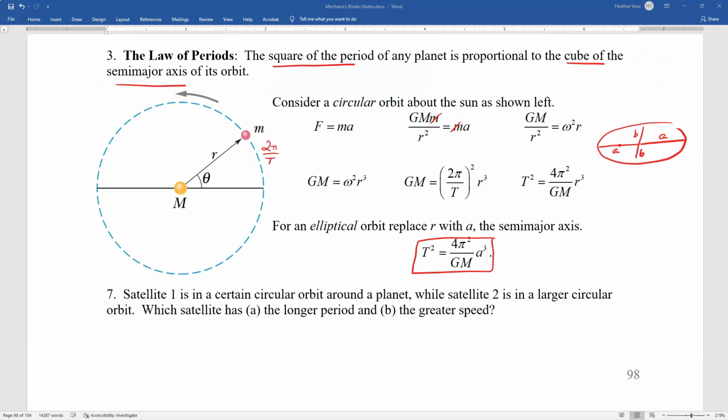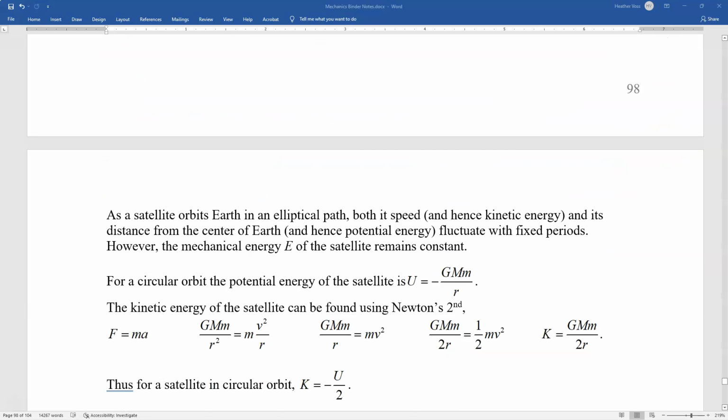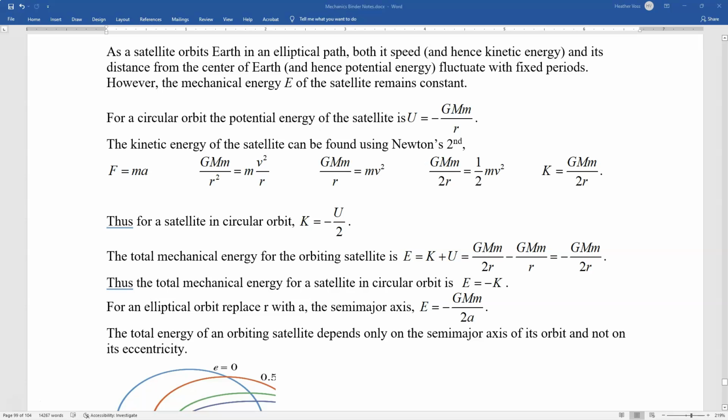So how are we going to get kinetic energy? Well, if we think about a satellite's orbit being kind of in an elliptical path, we've said that for a circular orbit, our potential energy is negative GMm over r. Now, we're going to have to use Newton's second law to get the kinetic energy. So what do we know? Well, we know that force is equal to mass times acceleration. That's our net force. Well, that's going to be Newton's law of universal gravitation. And we're going in a circular orbit, so it's going to be mass times v squared over r.